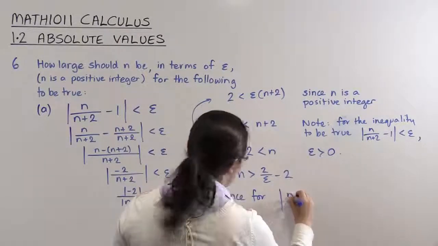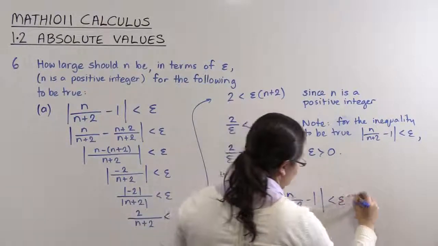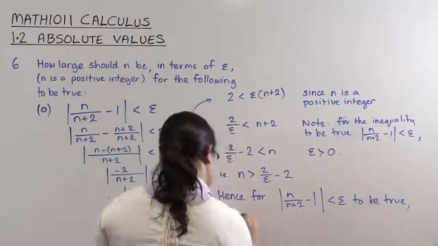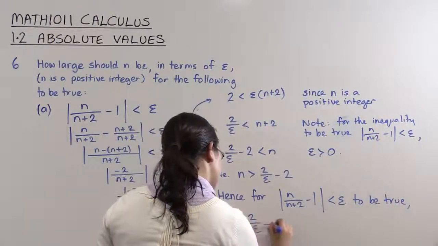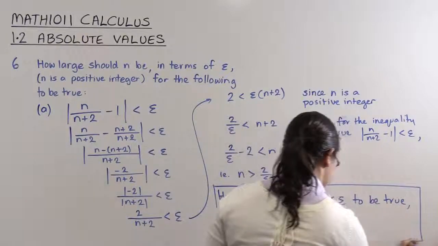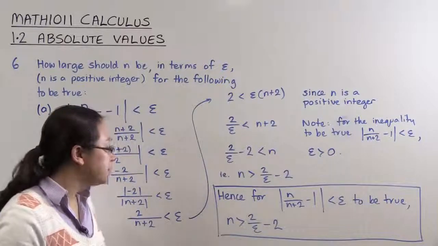So hence, for this absolute value inequality to be true, n must be greater than 2 on epsilon minus 2. So there is our answer.